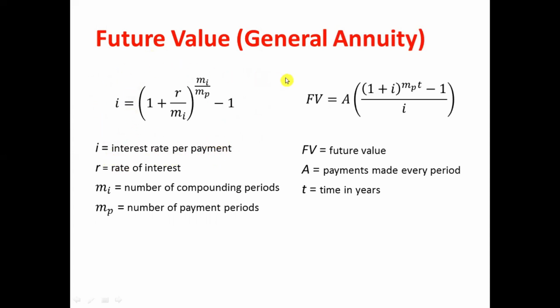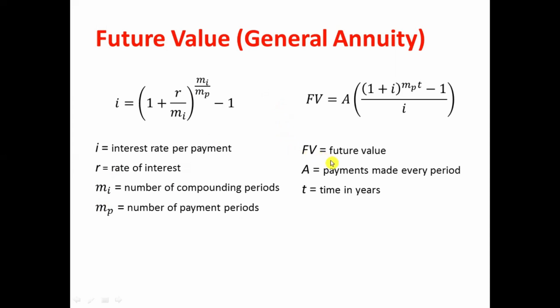So before we calculate for the future value of a general annuity, it's very important to find I muna. So we have the variables R is equal to rate of interest. M sub I is equal to the number of compounding periods in a year. And then M sub P is the number of payment periods in a year. So we use them muna here and then we will move on to the next equation, formula rather.